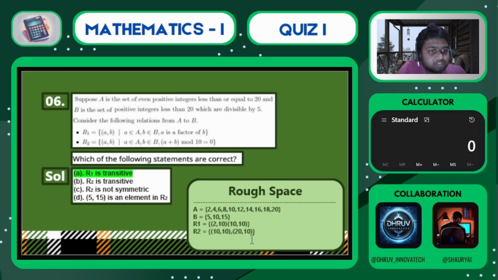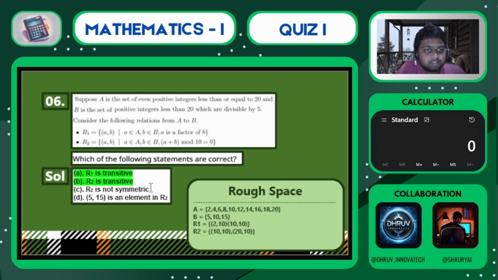Next is R2. Is R2 transitive? 10 comma 10, 20 comma 20. Yes, it is also transitive. The reason is that we don't have a case that proves R2 is not transitive. When asked about transitivity, try to prove that the relation is not transitive. If you can't prove it, then it's transitive by default.